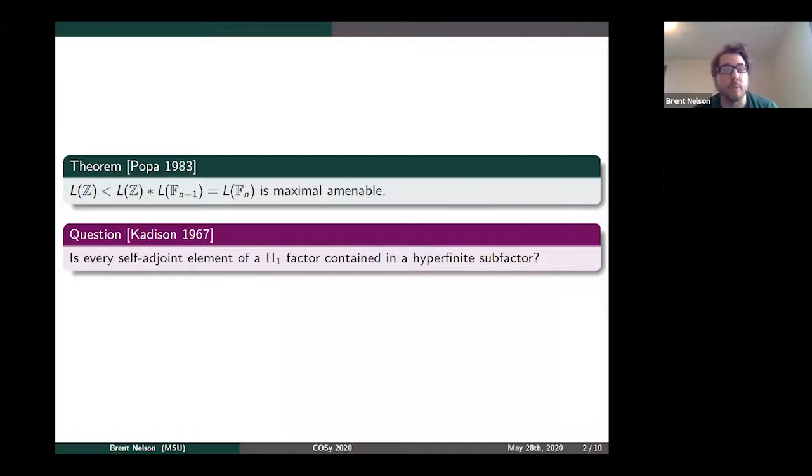And the way he proved this was by studying L(Z) central sequences inside of L(F_n), using his asymptotic orthogonality property, which is a powerful technique that is still used to this day and sits inside this collection of methods called deformation rigidity theory.